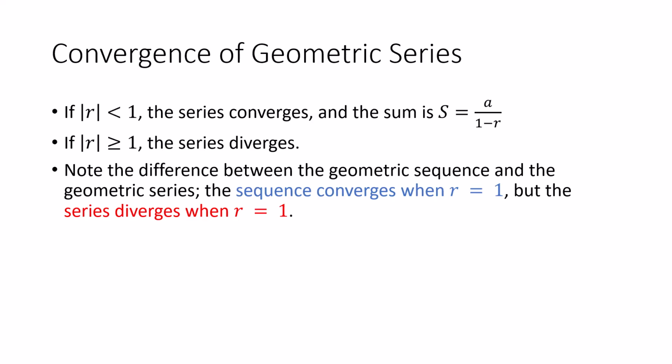So if r in absolute value is less than 1, the series converges, and the sum is equal to a, that multiplicative factor, divided by 1 minus r. If the absolute value of r is greater than or equal to 1, the series diverges. So note the difference between the geometric sequence and the geometric series. The sequence converges when r equals 1, but the series diverges when r equals 1.